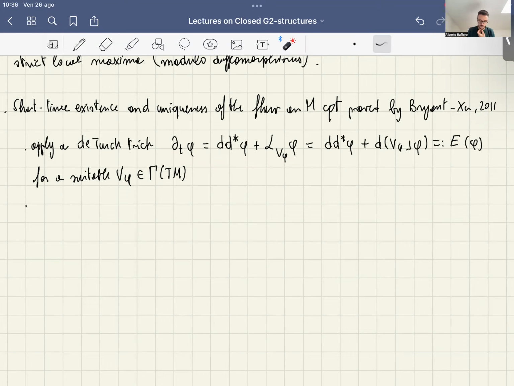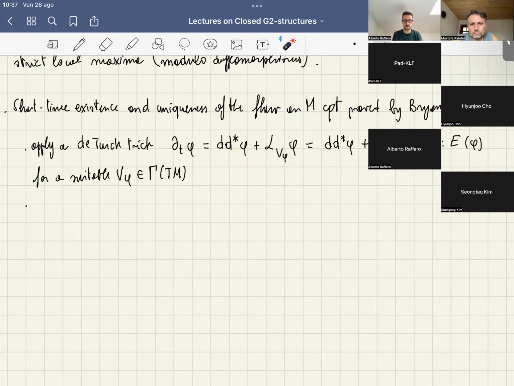some elliptic operator applied to the first variation of the variation you are considering. And it turns out that this flow is parabolic, and so the linearization of this operator here is elliptic, only in the direction of closed forms.